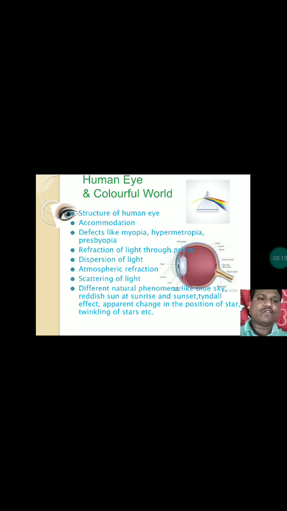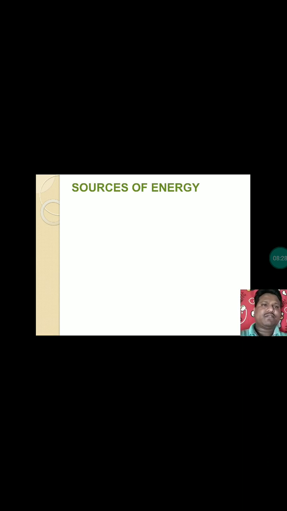So all these phenomena are related to the dispersion of light, that is rainbow formation, atmospheric refraction and scattering of light. So we will see the last chapter, that is sources of energy, which is from the natural phenomena section. In this chapter we will see what the properties or qualities of a good source are. The renewable and non-renewable sources, that is conventional and non-conventional, we are also going to see in this chapter.